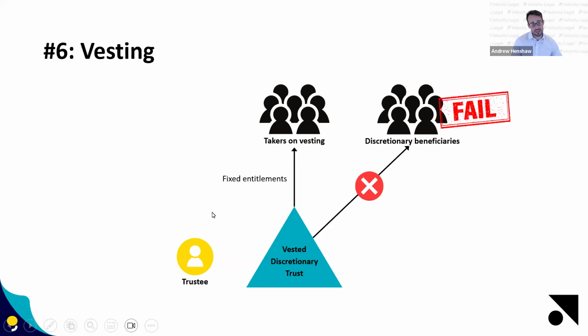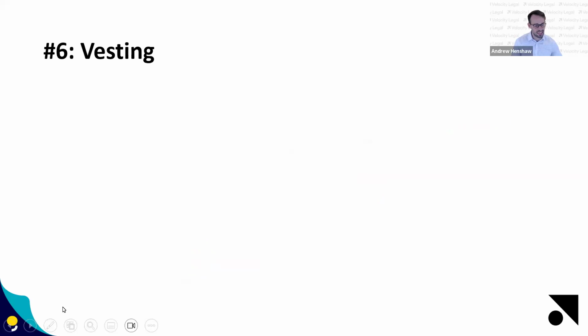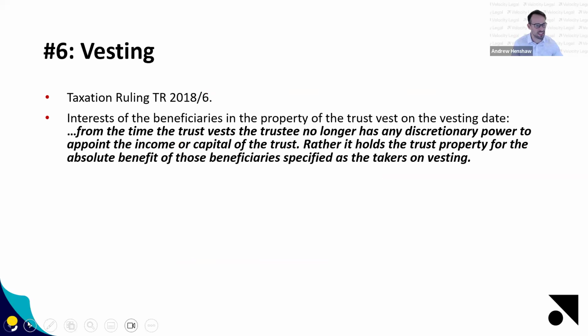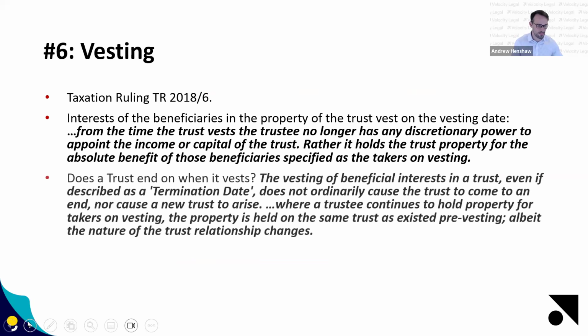And there might be good reasons why you want to continue the trust. The reasons are essentially that vesting itself may not actually have tax consequences. Have a look at Tax Ruling 2018/6 for this. Essentially what the ATO says is the vesting of a trust may not necessarily result in any CGT event. And there's a bit more detail about it, but I'm running short on time, so I won't go through that.